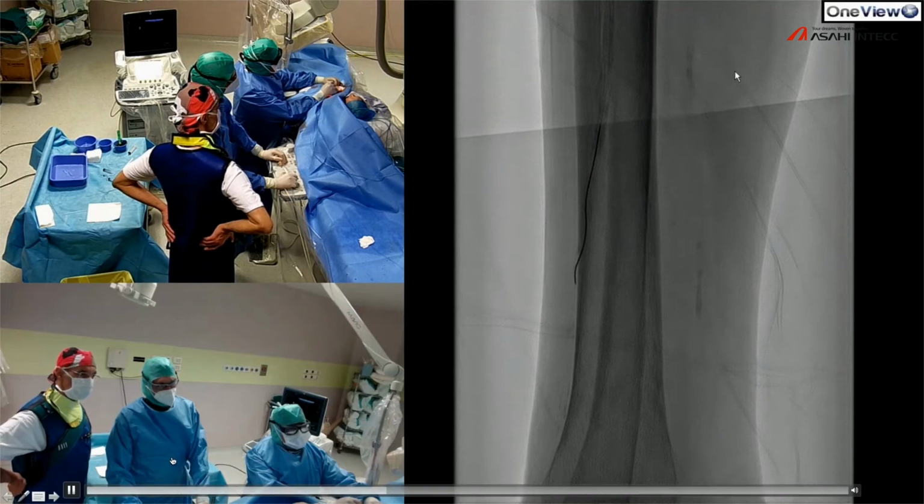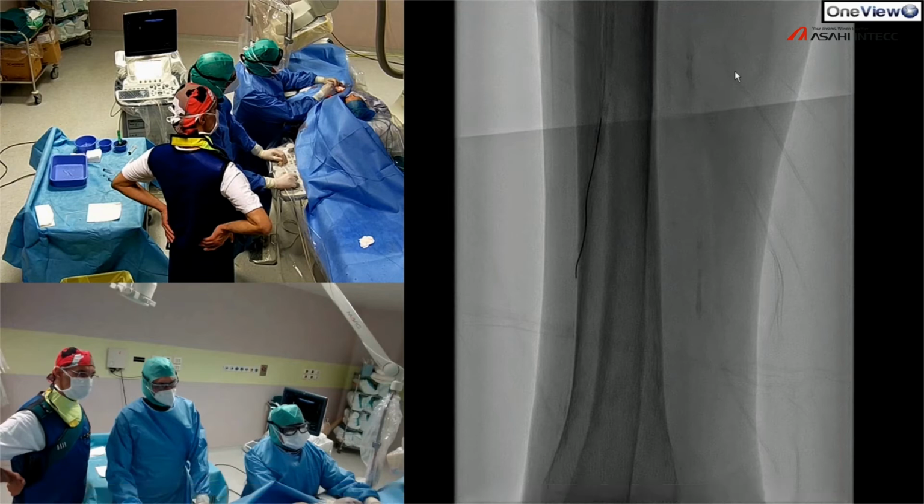I would like to stop. Is this a new guide wire, or is it still the same? No, the same. Perfect. So it's the same guide wire since the beginning. The resistance of this 014 guide wire is incredible.